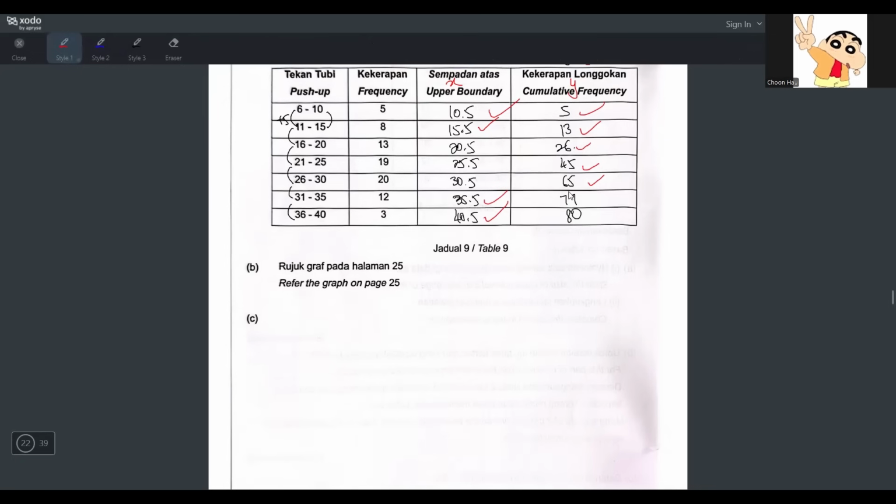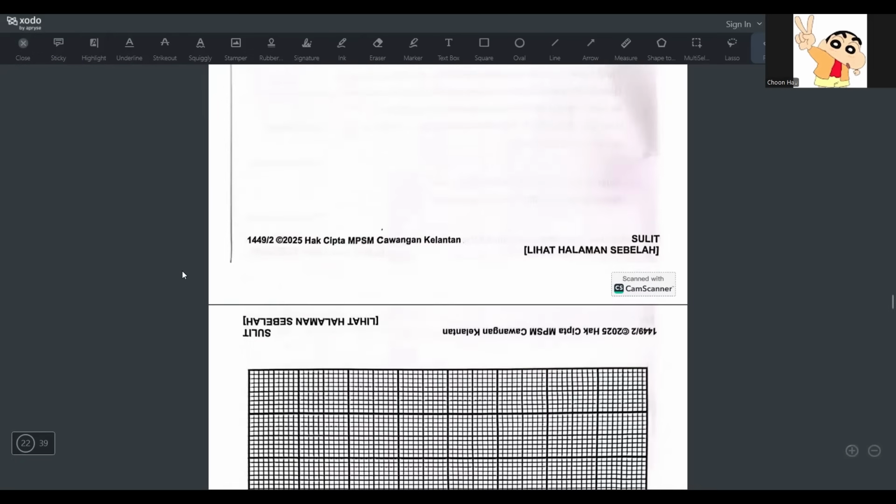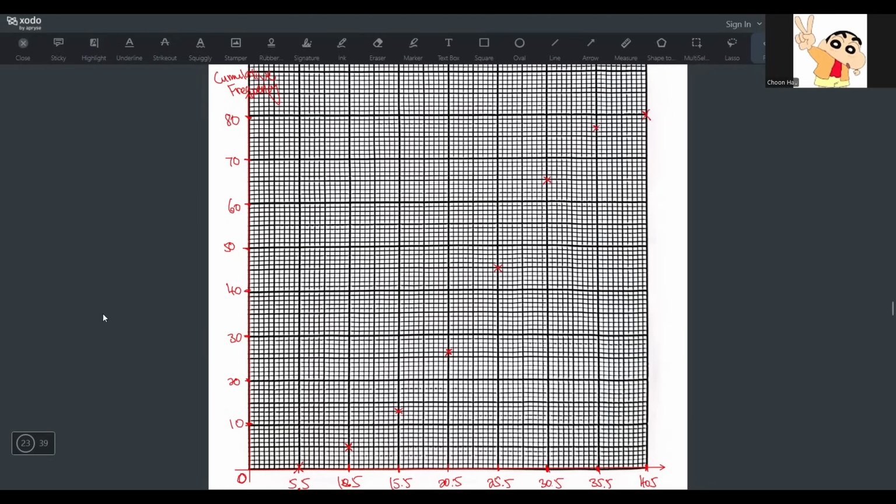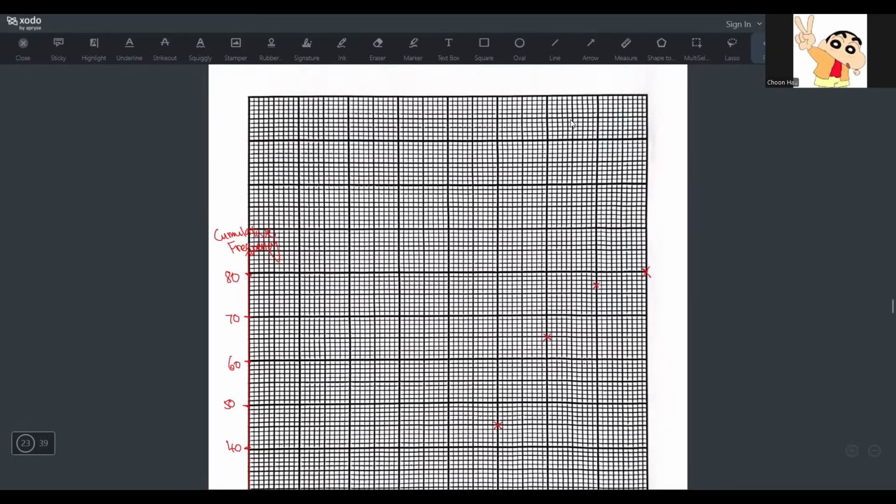Okay, for the last ones, 35.5, 77. 35.5 is here. 77 is just below 80. Go down one is 79, down again 78, down again 77. So it's here. And then the last one, 40.5 is 80. Yeah. When the upper boundary is 40.5, the cumulative is 80.